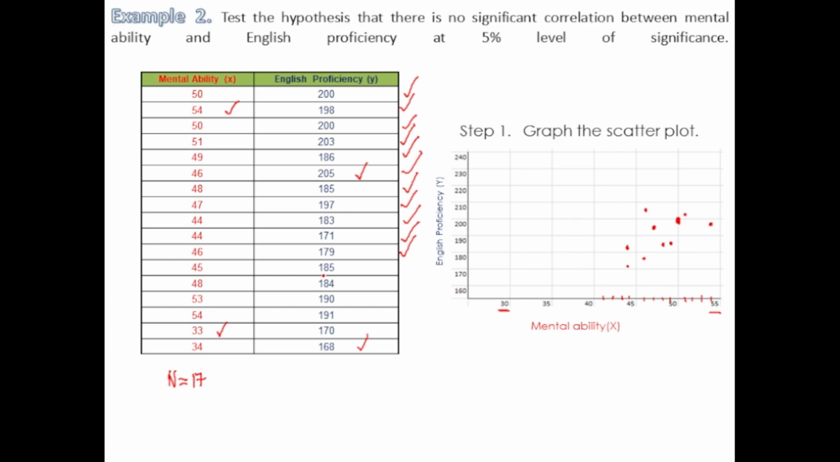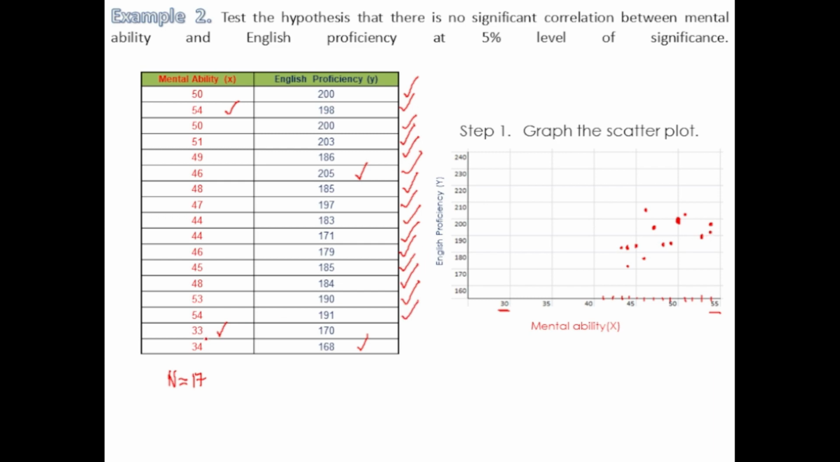45 tapos 185. 45, 185, nasa gitna. Tapos 48 tapos 184. 48, 184, tansya ulit dito. 53, then 190. 53 tapos 190, sakto siya. 54 tapos 191. 54 tapos 191, konti lang.